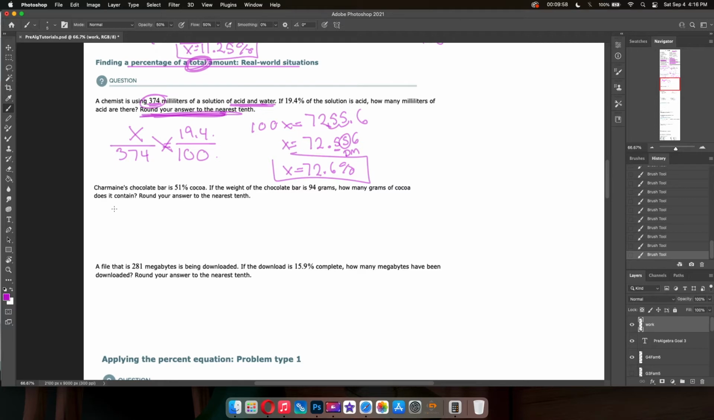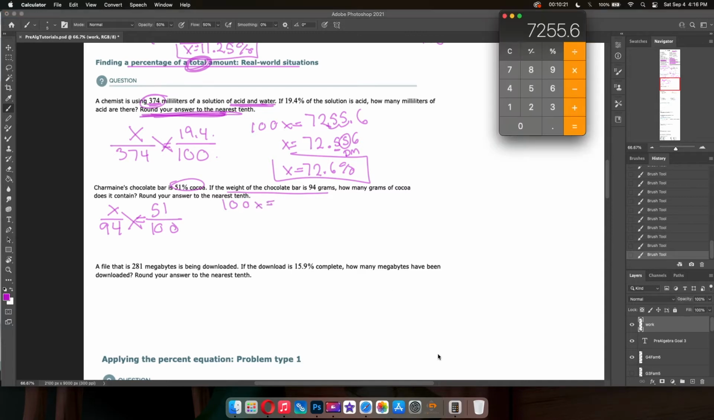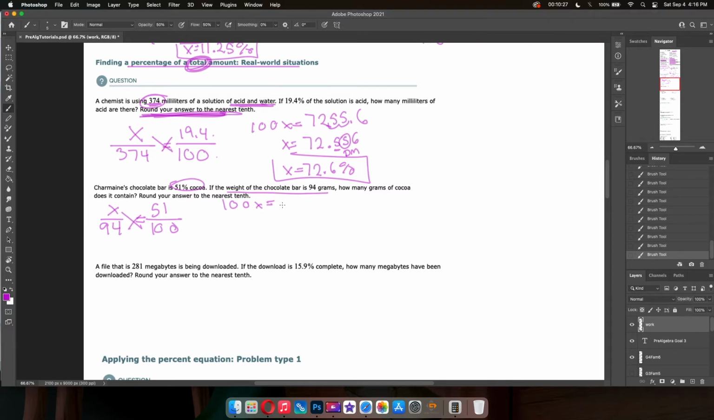Now we do it again. We have the is over of equals percent over 100, and we know that it's going to be 51. And now the weight of the chocolate bar is 94 grams, and only 51% of it is cocoa. So the 94 is the total. Ergo, the total goes underneath, and there is going to be our x. Cross multiply. 100x equals 94 times 51. 94 times 51 is 4794.